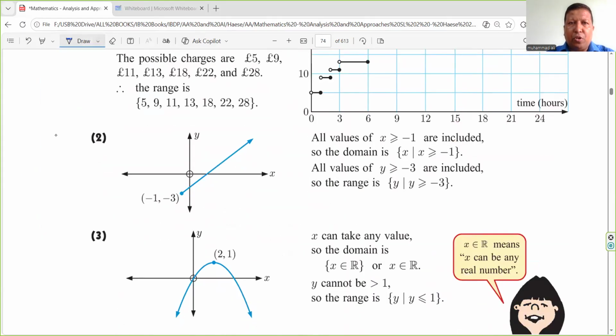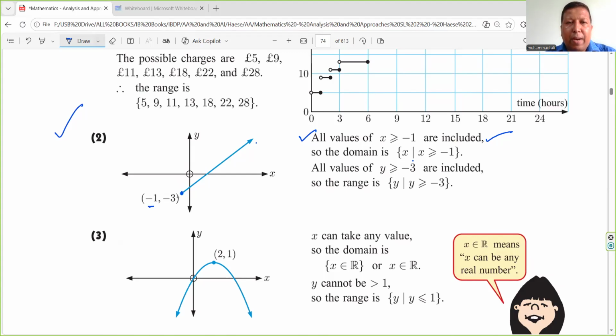In this example 2, if you observe the straight line, here is the coordinate (-1, -3). This is dark, which means this point is included. This arrow means it goes up to infinity. So if you want to write down the domain, that means the x value, all values of x greater than or equal to -1 are included. So the domain is {x such that x ≥ -1}. Why? Because -1 is included here.